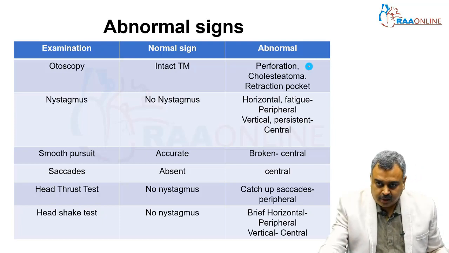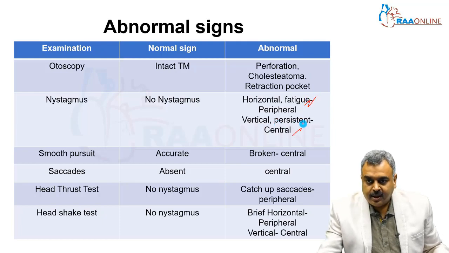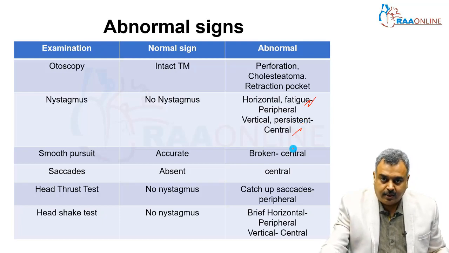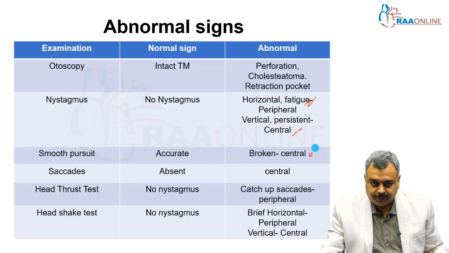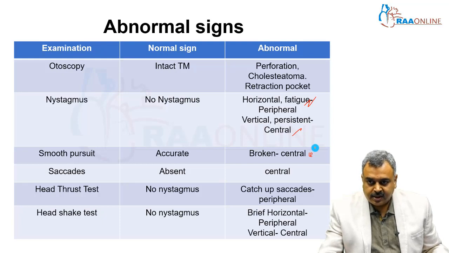Nystagmus, normal sign is no nystagmus, and in case of peripheral nystagmus, it might be horizontal and the nystagmus might be fatigable. If it is vertical and persistent, it could be there is a central problem present. Smooth pursuit is accurate when things are normal, and in case of central problems, that is broken. Similarly, saccades are absent in normal individuals, but in case of a central problem, they are present.